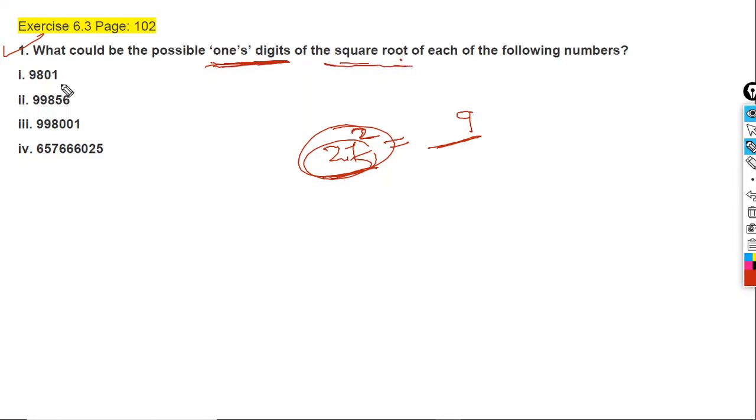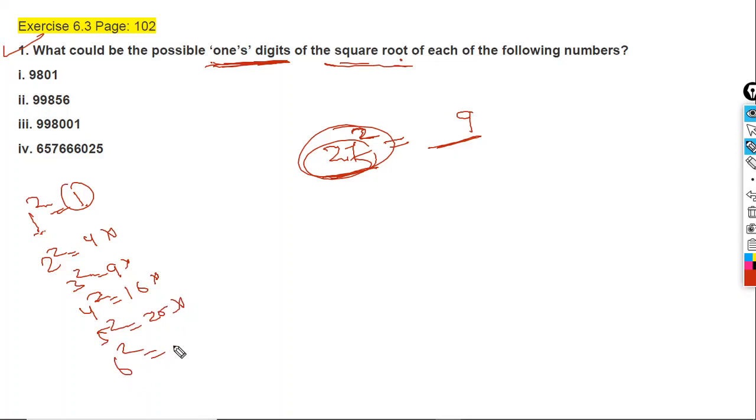Now you say the square of which one-digit number ends with 1. We know that 1 square is equal to 1. That means it may be 1. 2 square is equal to 4, it's not. 3 square is equal to 9, so it is also not. 4 square is equal to 16, it is also not. 5 square is equal to 25, it is also not. 6 square is equal to 36, also not. 7 square is equal to 49, also not. Then 8 square is equal to 64. 9 square is equal to 81. Here you can see 1 arises again.